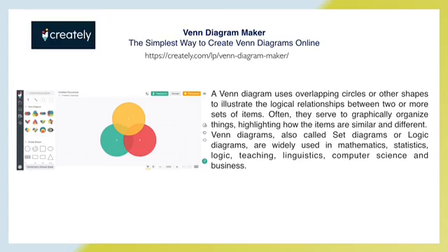Venn diagram maker. The simplest way to create Venn diagrams online. A Venn diagram uses overlapping circles or other shapes to illustrate the logical relationships between two or more sets of items. Often they serve to graphically organize things, highlighting how the items are similar and different. Venn diagrams, also called set diagrams or logic diagrams, are widely used in mathematics, statistics, logic, teaching, linguistics, computer science, and business.